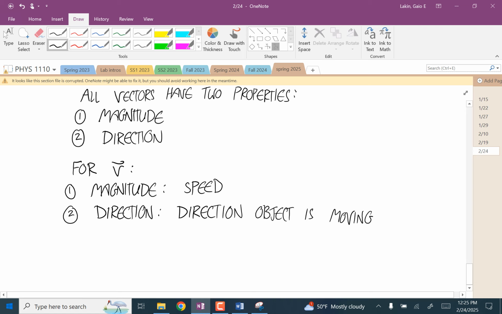I thought it was the length of an arrow. Magnitude is the length of the arrow. Yep, that's what the magnitude is.